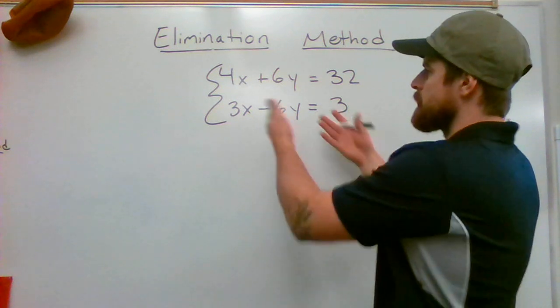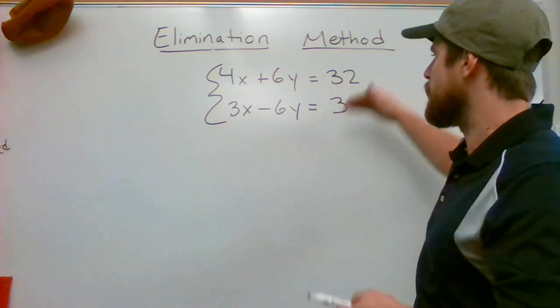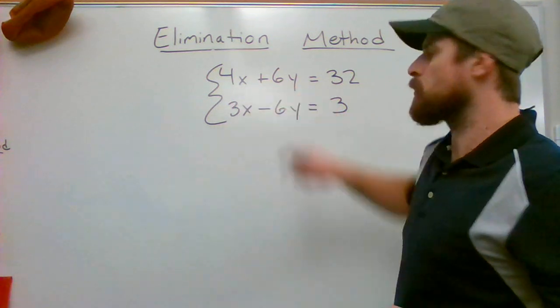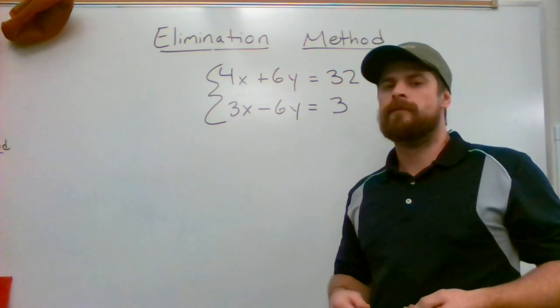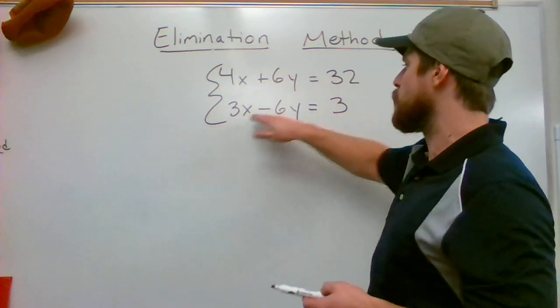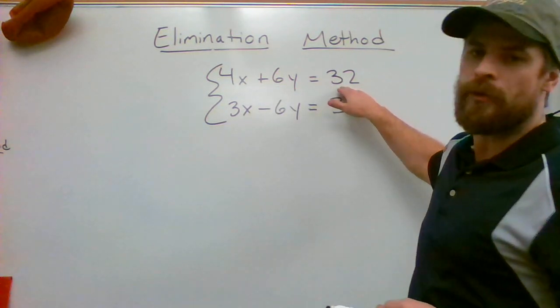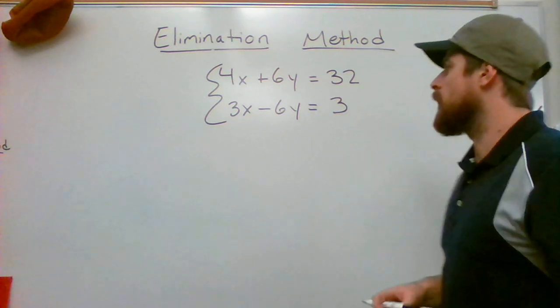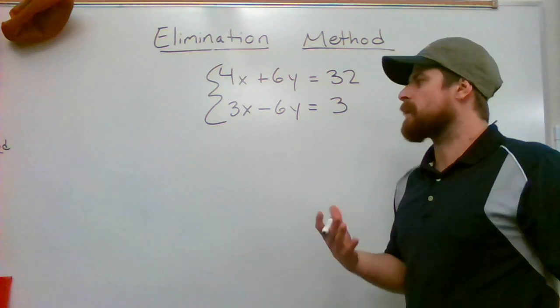Now, in this given system, again, a system is where we have two equations as opposed to one. We're dealing with multiple variables, x and y. We're looking for what value for x and y would make both of these equations come out to equal 32 and 3 to make them a true equation. So we need to find what that value is.